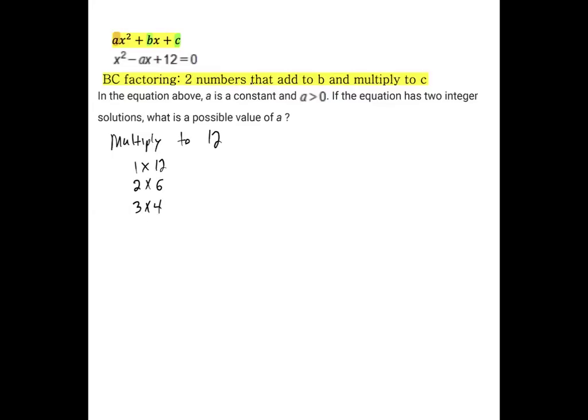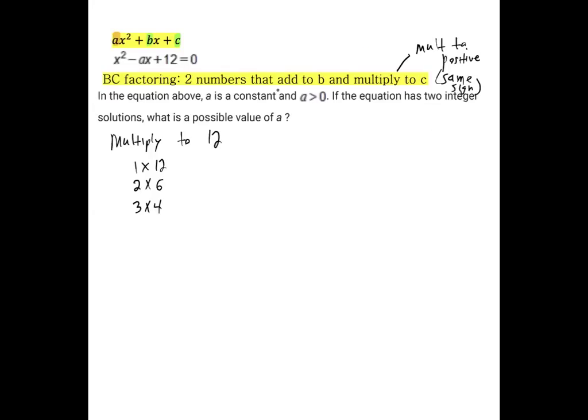Now, the other thing to pay attention to here is we have positive 12. So our numbers are multiplying, they multiply to a positive. And what kinds of numbers multiply to a positive? Numbers that have the same sign, either positive and positive or negative and negative.